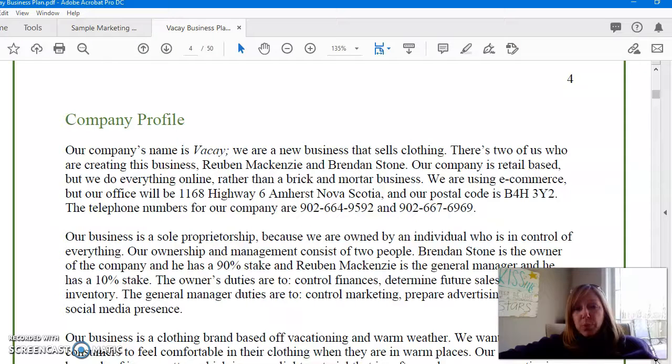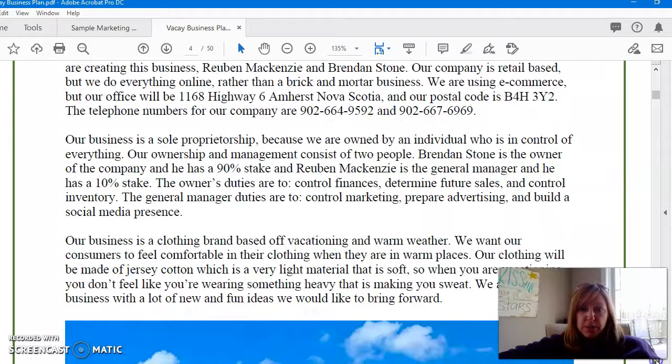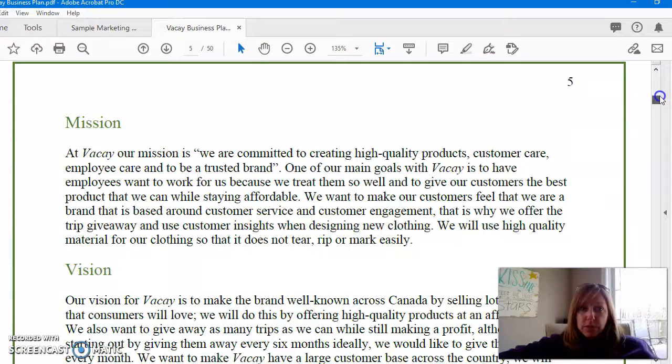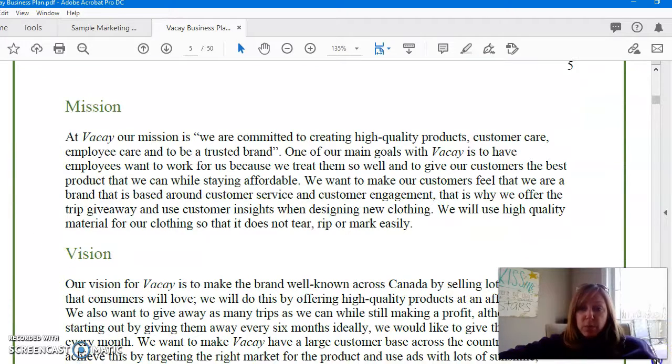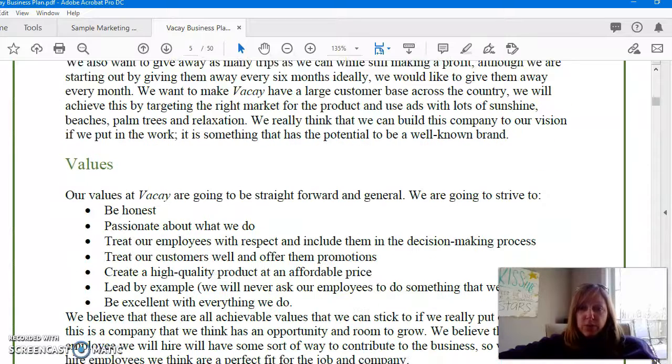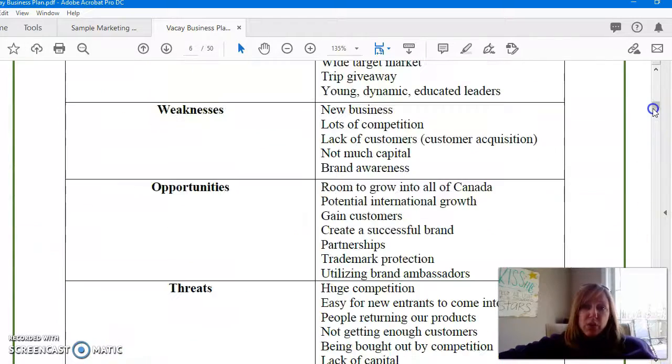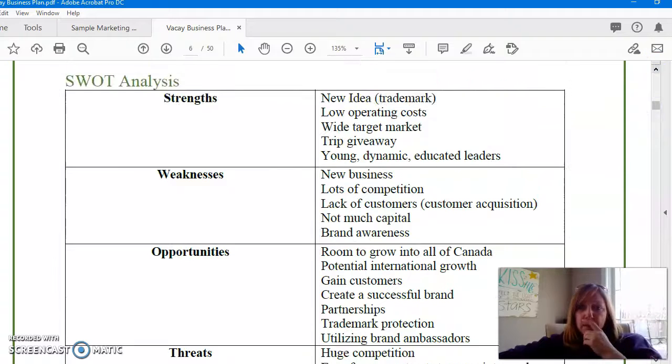Next, you'll have a company profile or a product profile, an overview telling me who you are, what you're selling, that kind of information, a bit about the business. It's nice to also add visuals. Mission and vision, a lot of students will come up with that, the direction they want to take their company. Some will even include the values of their company. This was a very strong business plan, so it really should set the bar high. SWOT analysis is in there.